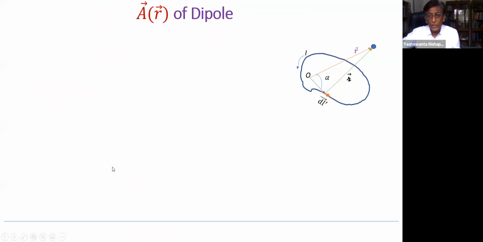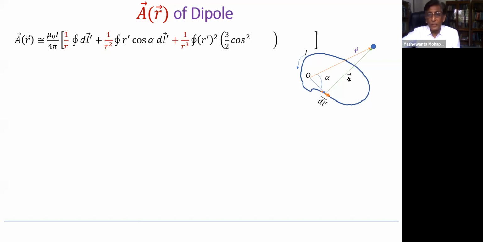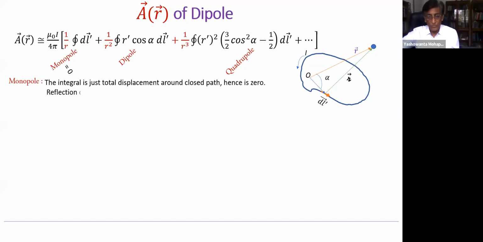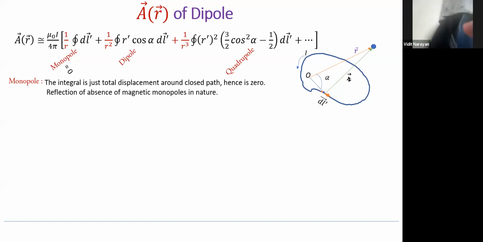Let's stay with this, and let me rewrite that again, because I am interested in the dipole term quite a bit. This is the full expansion. Of course, we can also use the quadrupole term. Quadrupole terms are used in magnetic fields in many applications, but we will stay with dipole. So monopole is 0, and let me state what I just said. The integral is just the total displacement around a closed path, and hence is 0. It's also a reflection of the absence of magnetic monopoles in nature. So my AR monopole is 0.